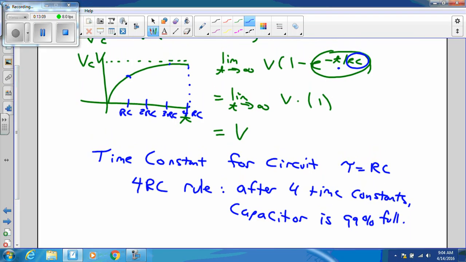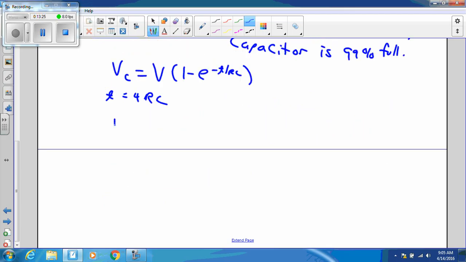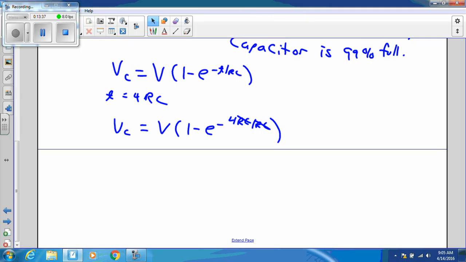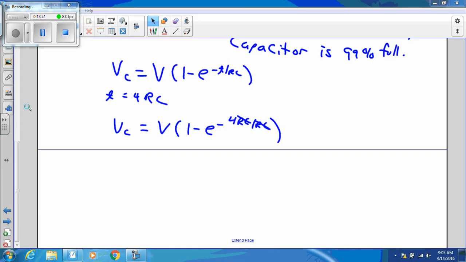And to see that algebraically, let's imagine plugging in t equals 4RC into our equation. Since VC is equal to V times 1 minus e to the negative t over RC, if I plug in t equals 4RC, no matter what R and C are, then I get some delightful cancellations. And I get 1 minus e to the negative 4 times V.